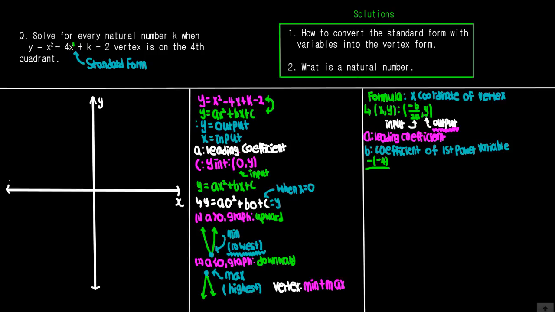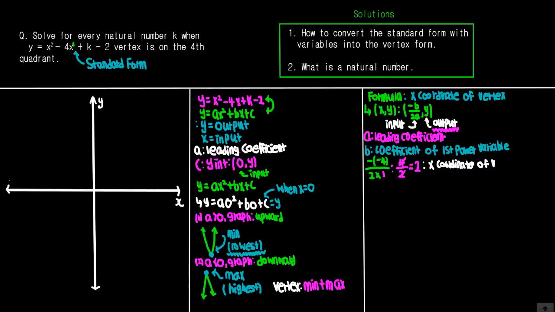That is 2 times a, and our a value is the leading coefficient, which in this case is 1. The negative and negative turn positive, so we have positive 4 over 2 times 1, which simplifies to 2. This is the x, the input of our function. But we need to remember that 2 is the x-coordinate of our vertex.